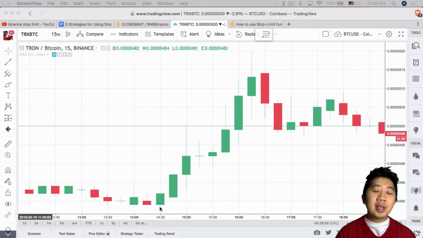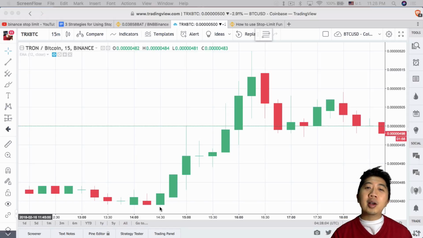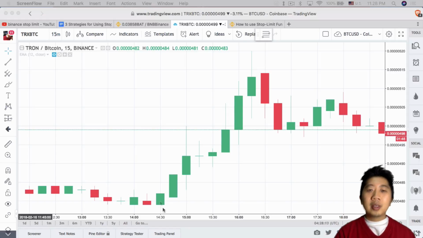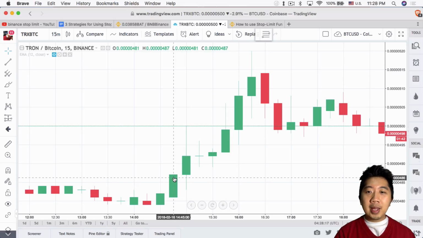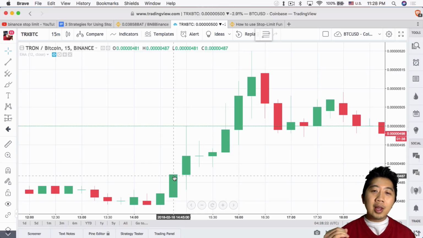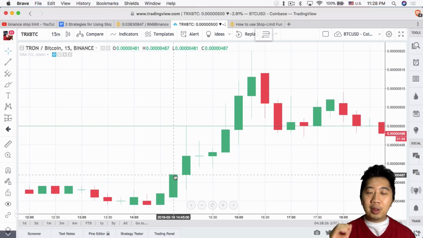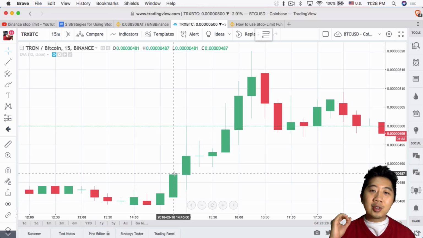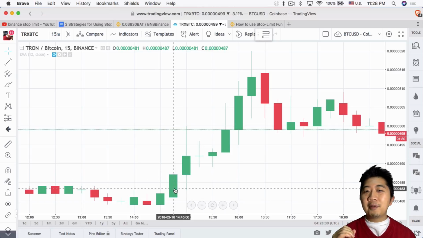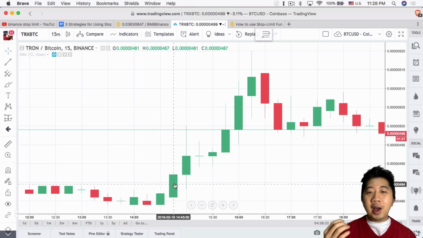So that if it drops, you end up taking a minor loss. So what a trailing stop loss is, at the next candle, you see that it has gone up. Now it's gone up to 487 Satoshis. So for a trailing stop loss, what you do now is you cancel your previous stop loss order and change the stop loss from 450 to, like, let's say 460. So you're following it up.